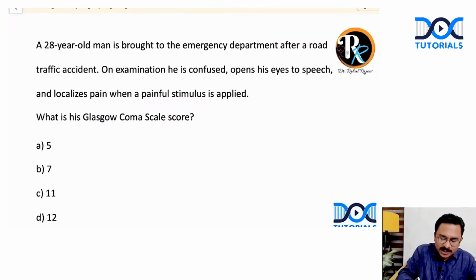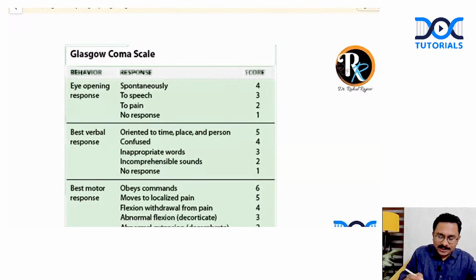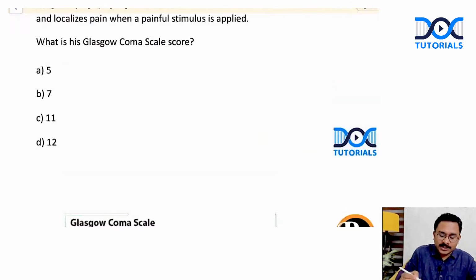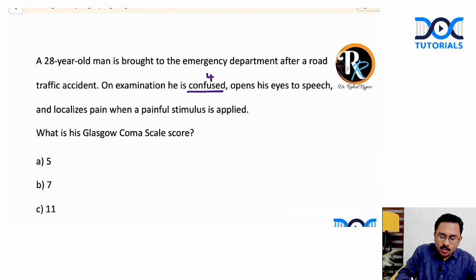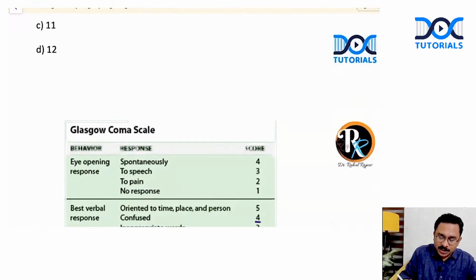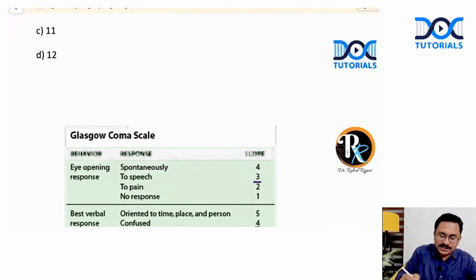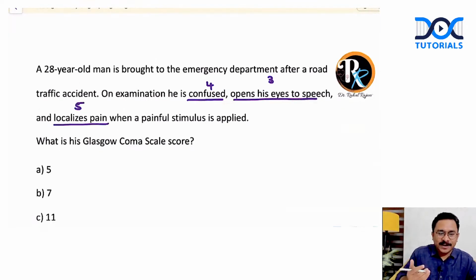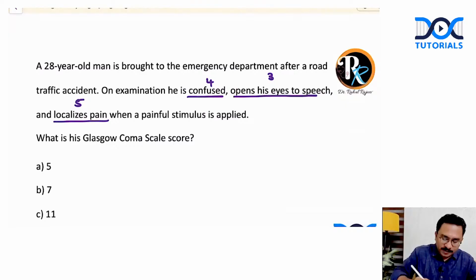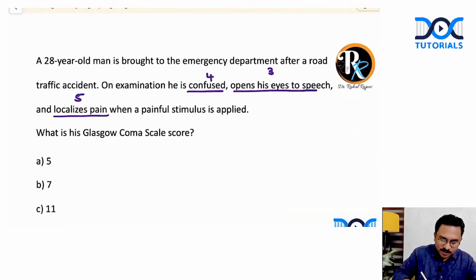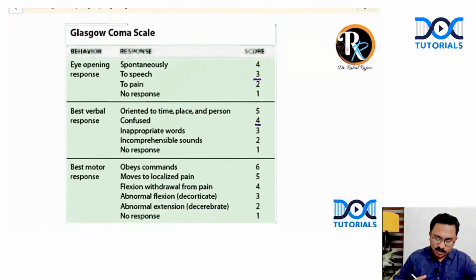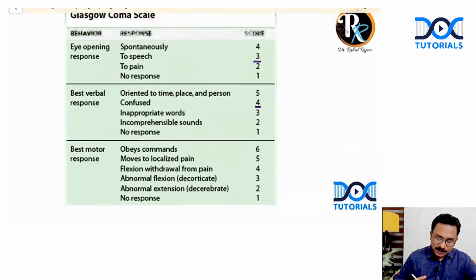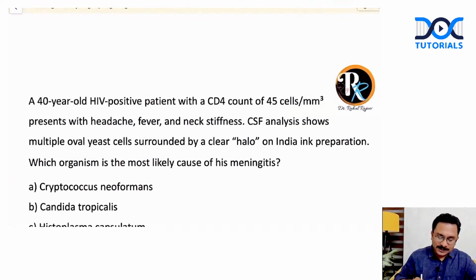So he is actually confused. Okay. So you look at this. This is the GCS score. Confused. It is 4. And then opens his eyes to speech, which is 3. And then localizes pain, which is going to be 5. So 4 plus 3 plus 5, it is going to be 12. So what is going to be the answer for this question? It is option D. It is going to be 12. Okay. Right. So let us go to the next question.